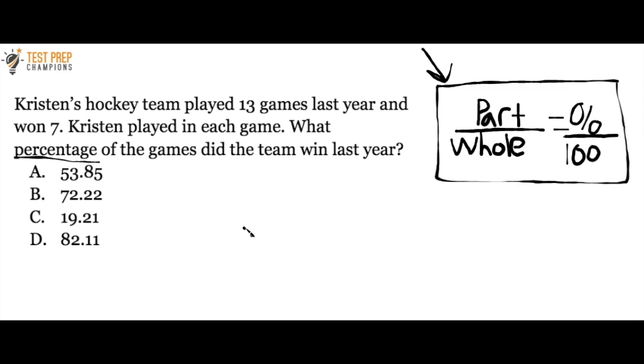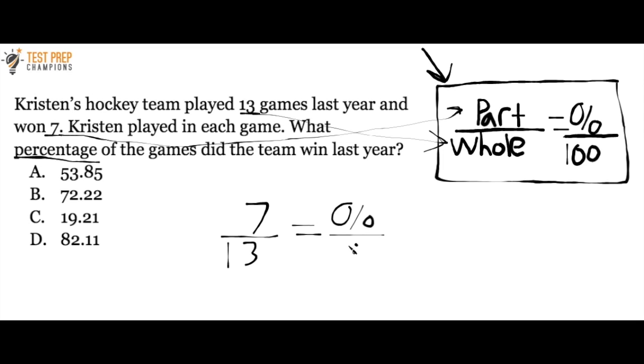So what we want to find here is the percentage, and we're given 2 numbers, 13 and 7. Now, the part is always going to be the smaller number, so I'm going to plug 7 in here for part, and the whole is always going to be the bigger number, so I'm going to put 13 in here for whole. So when I rewrite this, I'm going to have 7 over 13 equals percent over 100.